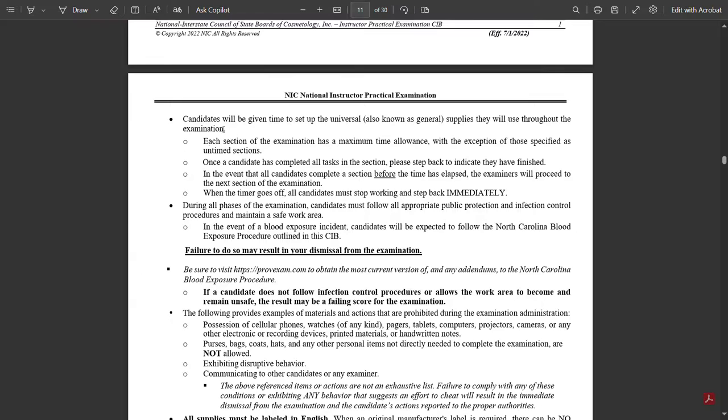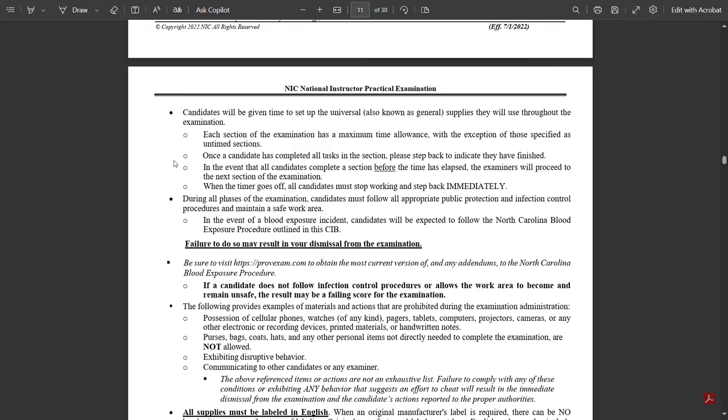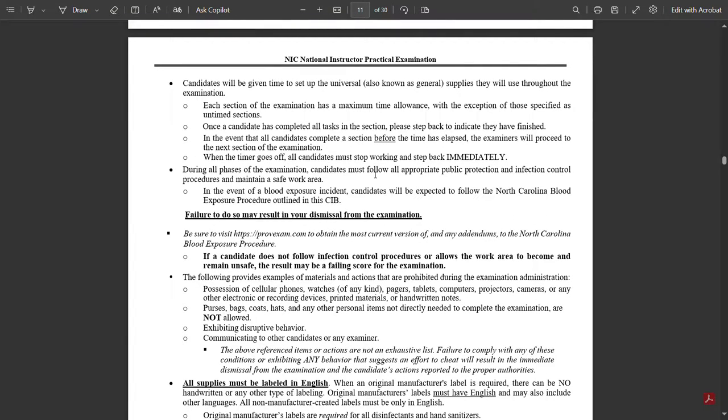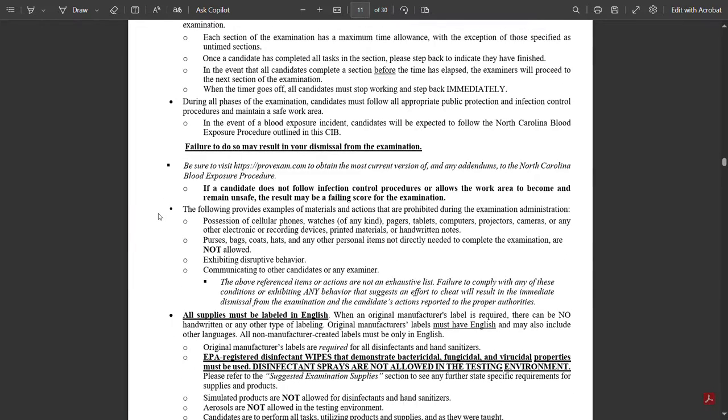You'll be given time to set up your universal supplies that you'll use throughout the exam. Universal supplies are just things like disinfectant, hand sanitizer, paper towels, just your general stuff. Each section of the exam has a maximum time allowance. Don't worry about these next couple of bullet points because that applies to tests that have multiple people in the room.